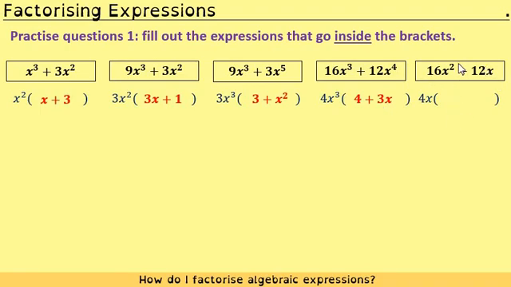And the last one, we decided to take out 4x. So 16 divided by 4 gives me 4, and x cubed divided by x gives me just x. So I get 4x from the first term, and then 12 plus 12x divided by 4x gives me just 3, because 12 divided by 4 is 3, and x divided by x cancels.